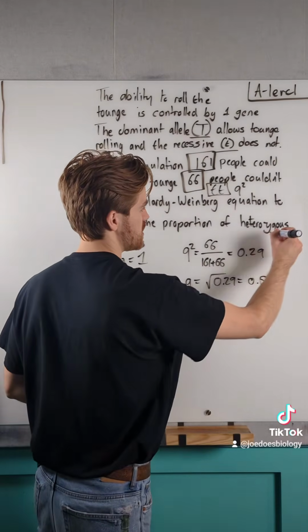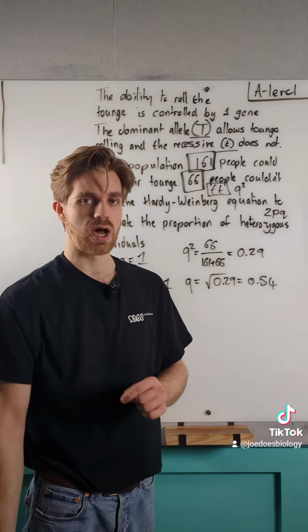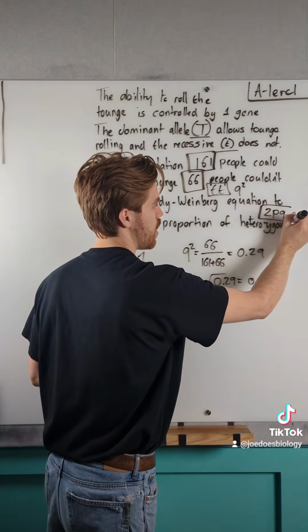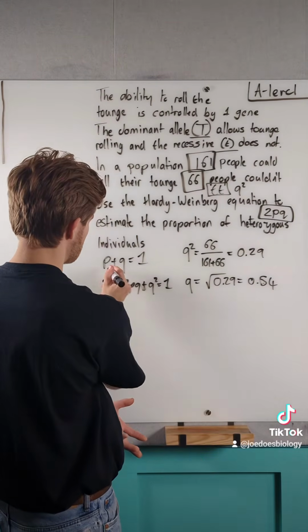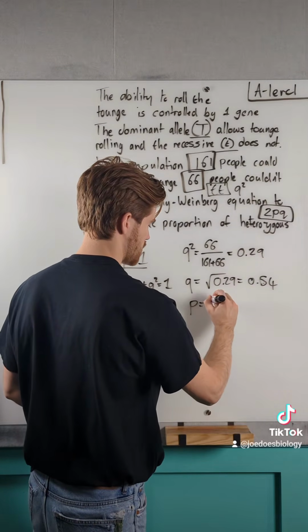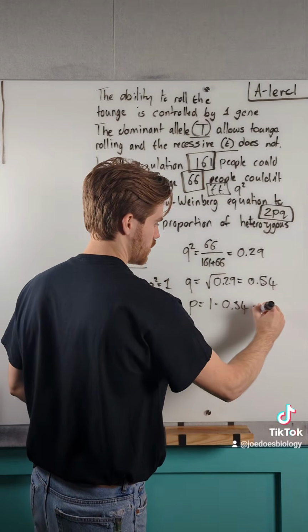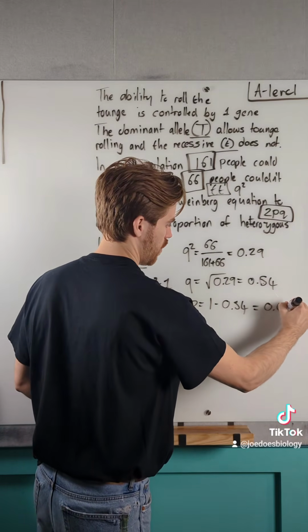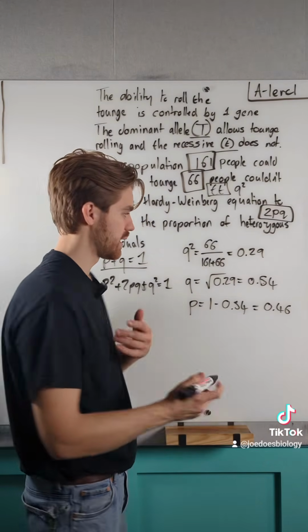Now I need to progress to working out the term for the heterozygous individuals. So the heterozygous individuals are going to be our 2PQ term. That's what we're trying to work out. So I need to know what P is. Well, this is where I use my P plus Q equals 1 equation. So our value of P is going to be 1 minus 0.54, and we get 0.46.